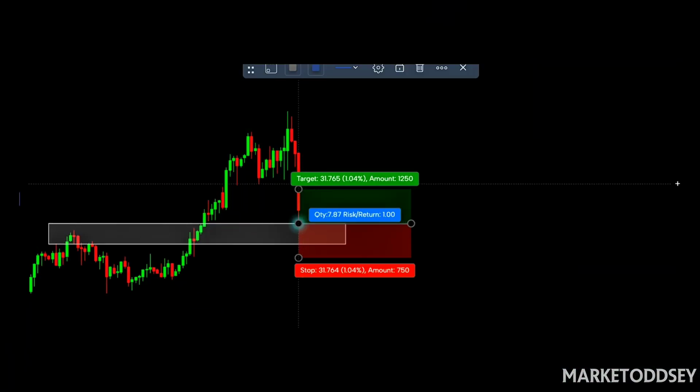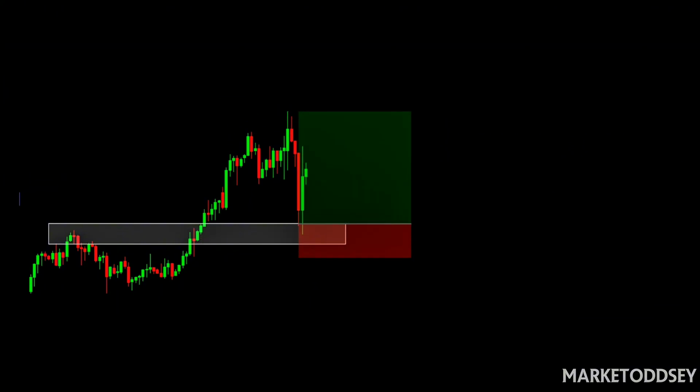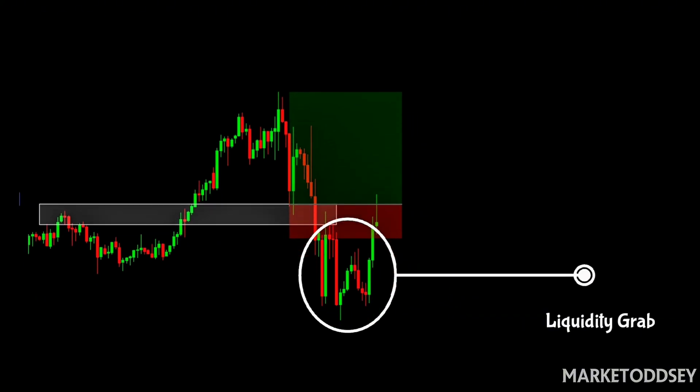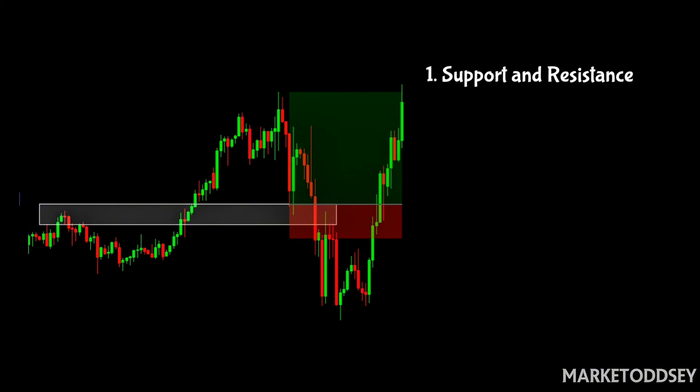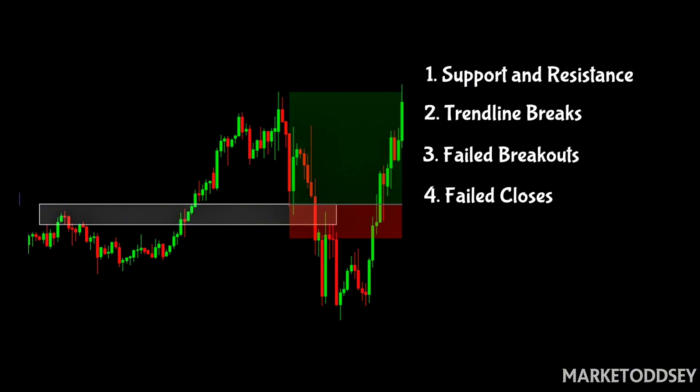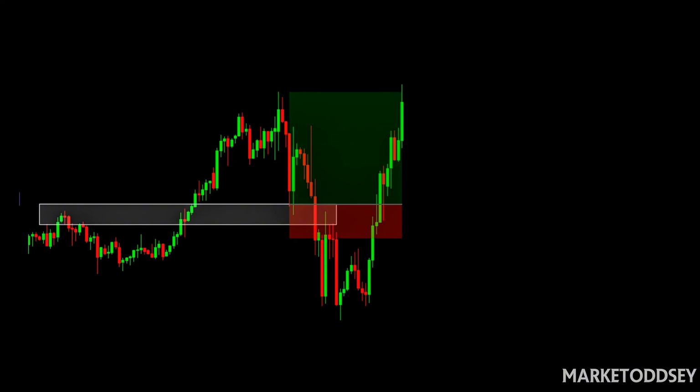Picture this. You execute a trade with a solid plan, only to see the market reverse and stop you out at your predetermined point. Sound familiar? That's liquidity at work. Today, I'm breaking down liquidity into 5 straightforward yet powerful concepts that you can apply directly to your trading. We'll cover support and resistance, trendline breaks, failed breakouts, failed closes, and a cunning tactic that big institutions use called inducement. By the end of this video, you'll start seeing charts and market movements in a completely new light. Let's dive right in.